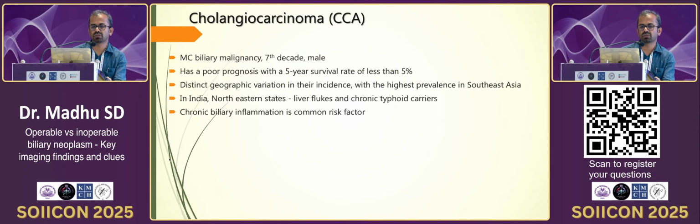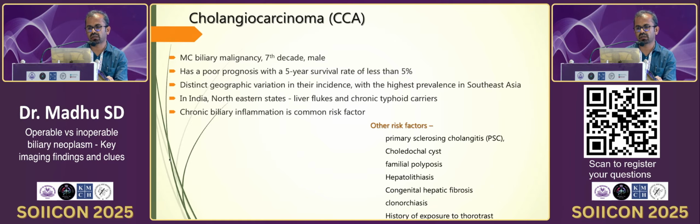Coming to cholangiocarcinoma, this is the most common biliary malignancy. Seventh decade males are usually affected more than females. It has a poor prognosis, and the 5-year survival rate is only 5%. It has a distinct geographic presentation, like in Southeast Asians, and in India it is the Northeast population that is usually affected. The reason being, liver flukes and chronic typhoid carriers are more common in this area. Other risk factors include primary sclerosing cholangitis, choledochal cyst, and familial polyposis. These are the other risk factors associated with cholangioCA.